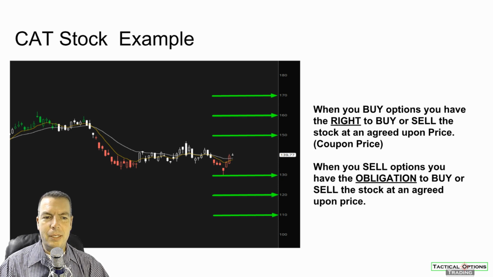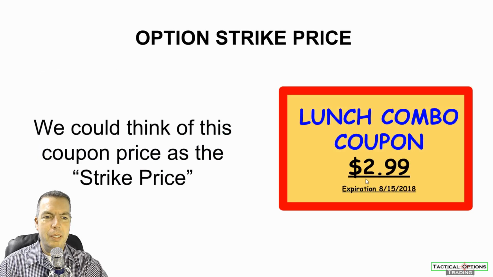Now let's talk about the selling side. When you sell an option, you have the obligation versus the right. You have the obligation to buy or sell the stock at an agreed upon price. Let's say we go back to our example of the coupon here. Let's say it was a barbecue joint that offered this coupon to us. When they offered that coupon to us at $2.99, they're obligated to honor that coupon of $2.99.